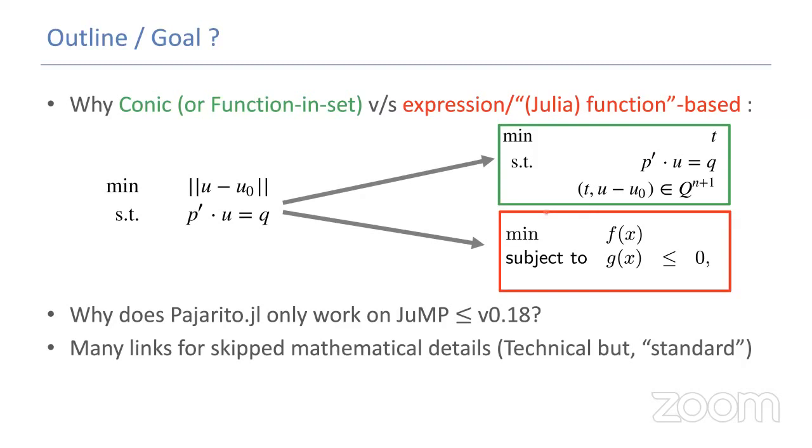I want to talk a little bit about why this conic formulation is more interesting, and how it became one of the most important ways of writing optimization problems in the current versions of JuMP. In particular, one of the solvers that was very focused on conic optimization was the Pajarito solver, and it currently only works on JuMP below version 0.18. So I also want to mention why this hasn't changed yet.